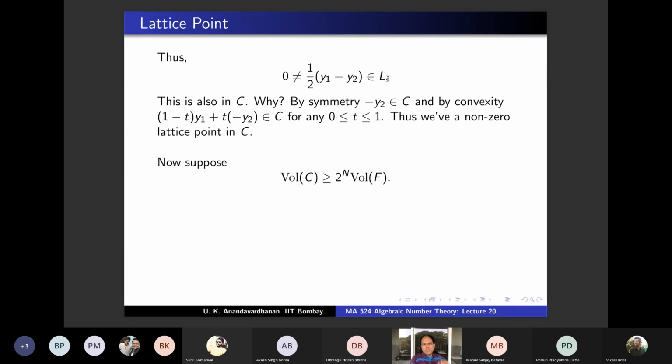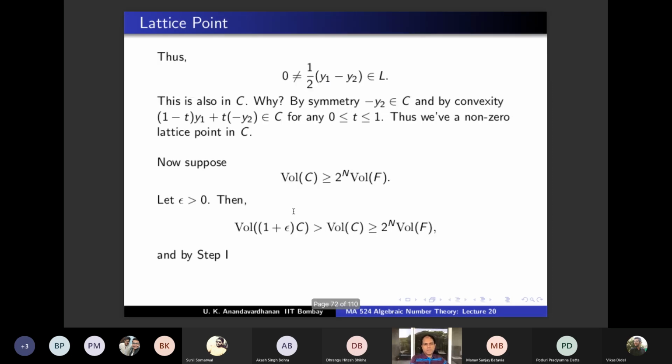Now suppose you don't have a strict inequality, you have only greater than or equal to. Then we can do this by step 1. You take a positive epsilon and take 1 plus epsilon times C, so slightly bigger than C. So the volume is strictly bigger than the volume of C, because what comes out is 1 plus epsilon to the power n, which is strictly bigger than 1. And that is given to be bigger than or equal to the volume of C. Therefore by step 1, what do you know? There is a non-zero lattice point in 1 plus epsilon times C.